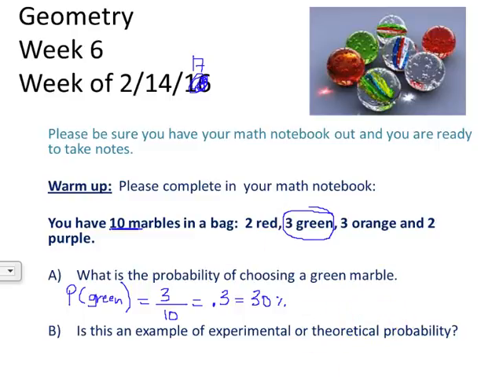So this is an example of theoretical probability, because we are writing our probability based on what we expect to happen. Experimental would be as if we actually took tallies, if we reached into the bag of marbles and took tallies about which color we picked each time, and then based the probability off of those tallied numbers. So because we didn't do that, because we're just basing it on the information that's given to us and what is expected to happen, that is an example of theoretical probability, which we learned last week.